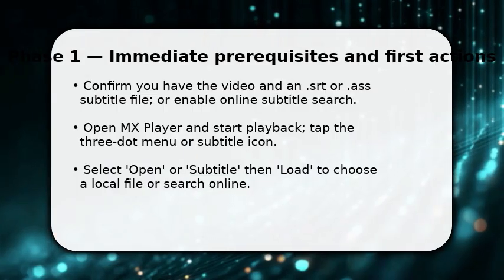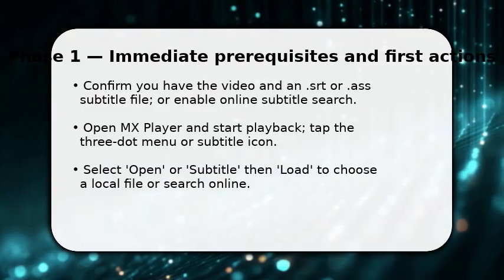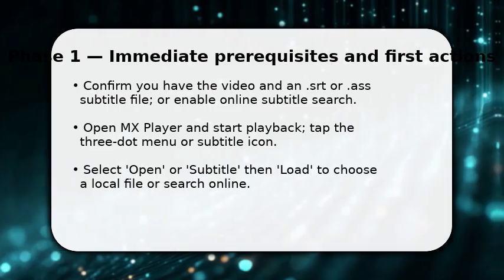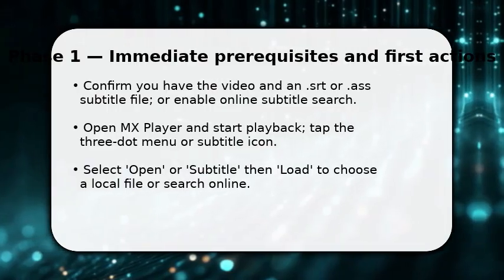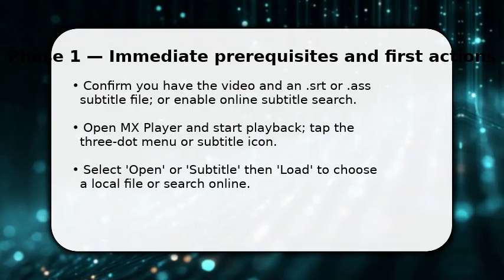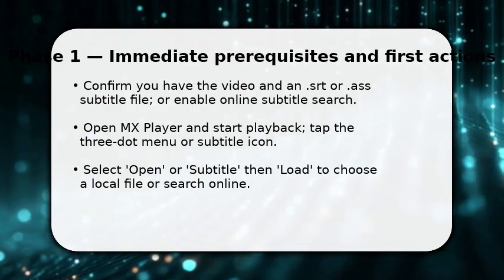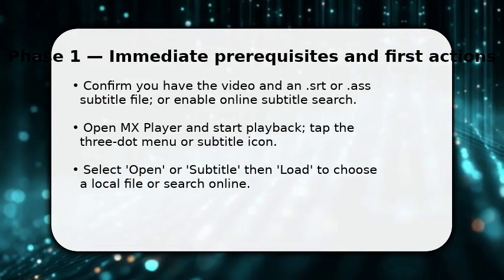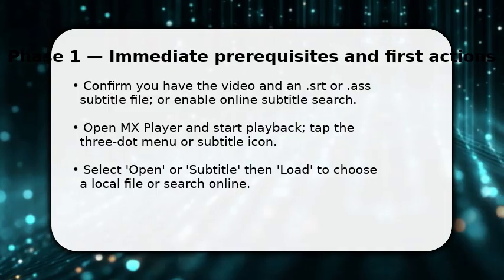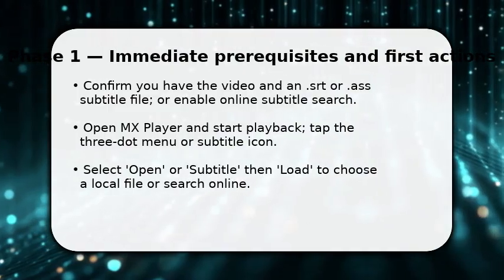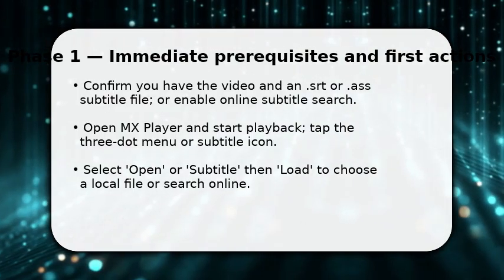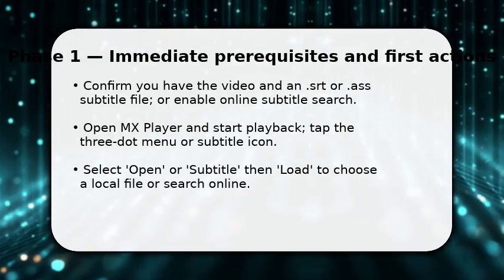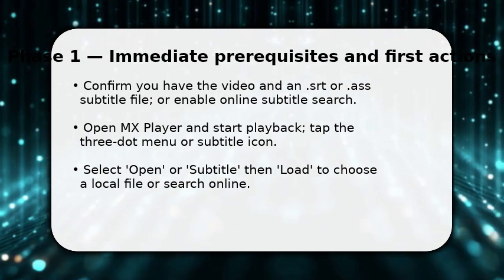You already have the video and a subtitle file, so open MX Player and start playback now. Tap the three-dot menu or the subtitle icon to begin. This triggers subtitle options. Once done, choose Open or Load Subtitle and locate the SRT or ASS file on your device, because MX Player reads external files better than embedded streams. Make sure you pick the correct encoding. UTF-8 is safest, so characters display properly. This first step wires the file into the player for the next adjustments.